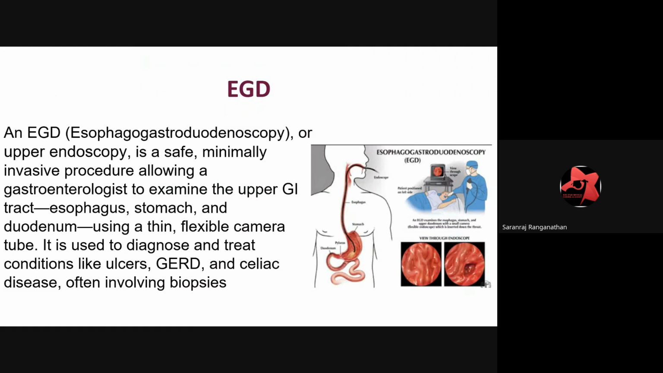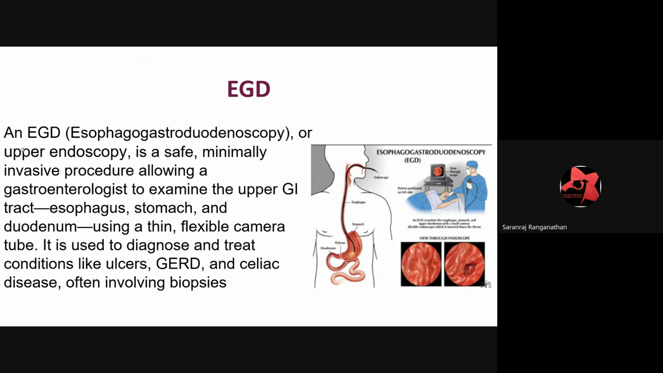Then next to that, esophagogastroduodenoscopy. Duodenoscopy means they will see the duodenum by the scopy. Gastroduodenoscopy means the gastric part and this duodenum part they will take the image by using the scopy. That only they have given here.